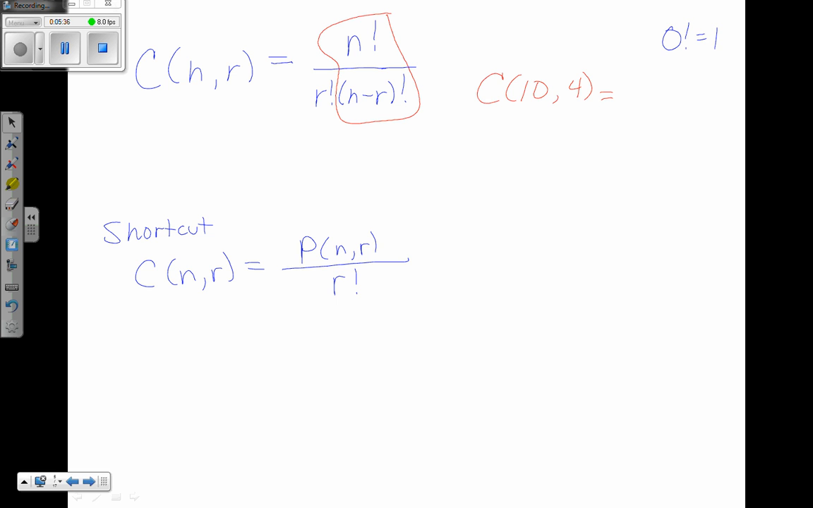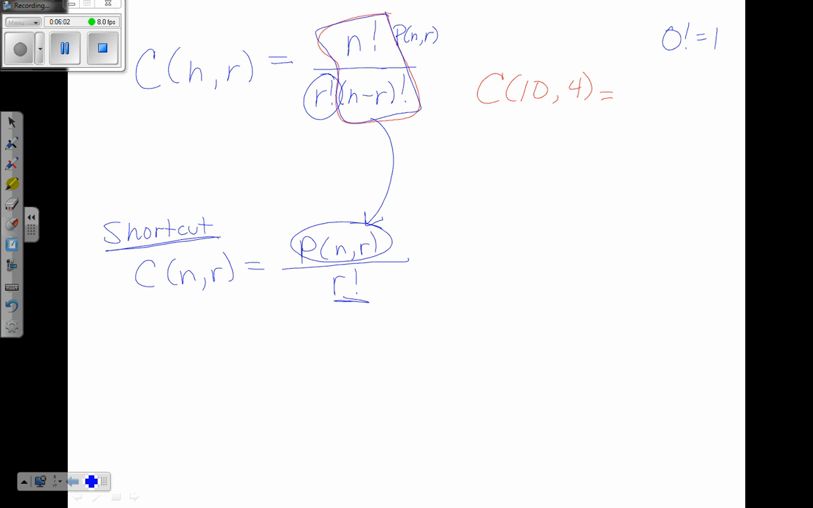Now I'm going to talk about the combination formula with regard to its being equal to the permutation formula. This part is the permutation formula. So basically, if you just say that this part is the permutation formula and you divide it by r factorial, this is the shortcut that I use to find the combination.